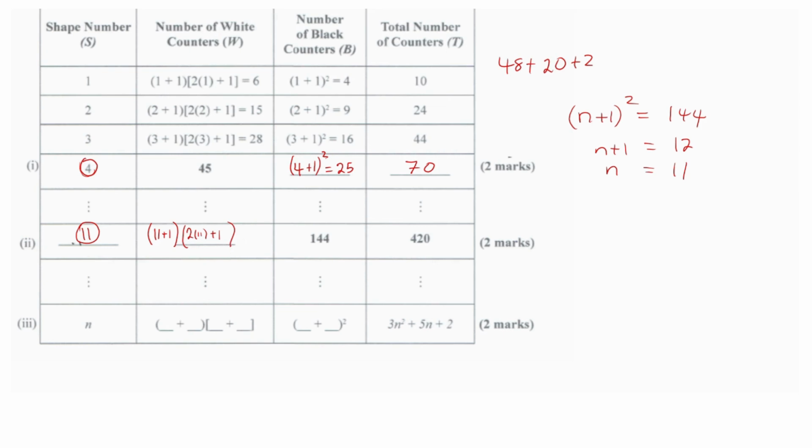Okay, so let's work this out and see what we get. 11 plus 1, that's 12. 2 times 11, that's 22. Add 1, that's 23. So we have 12 times 23. And that gives 276. So it means that this value is 276. Okay, let us move on to part 3.